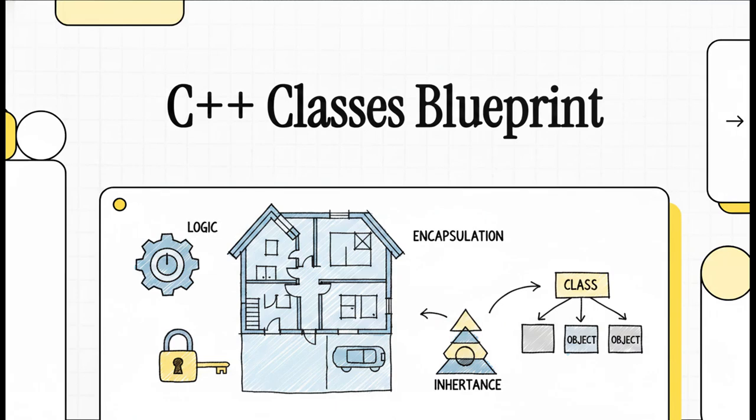Today, we're unlocking one of the absolute most powerful concepts in modern programming, C++ classes. If you've ever looked at your code and thought it was getting a bit messy, or if you've been searching for a way to perfectly model real-world objects in your software, you are exactly in the right place. We're going to demystify the core object-oriented features of C++ today, and we'll do it using a really simple, relatable blueprint metaphor. We are skipping the confusing jargon so you can see exactly how C++ organizes code to make your life as a developer infinitely easier.